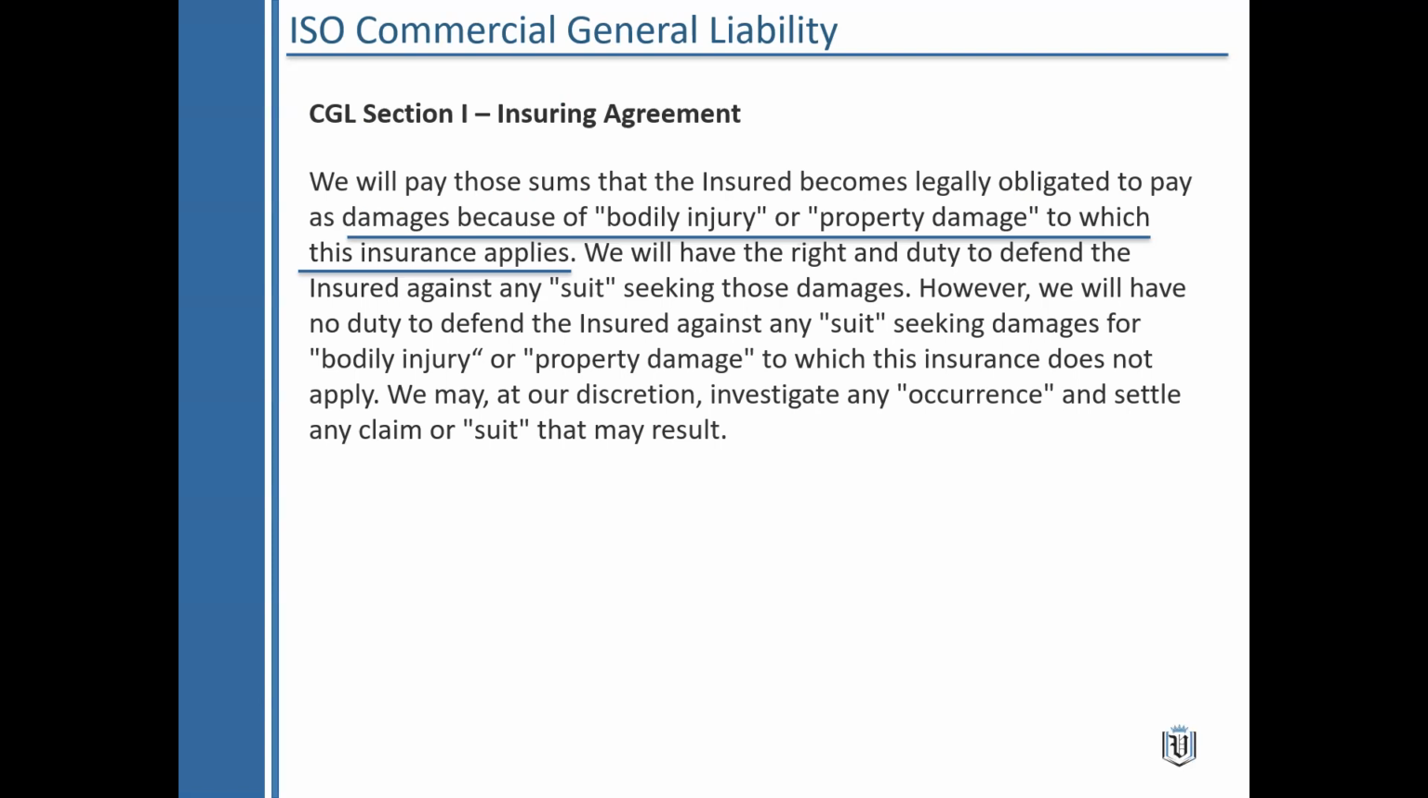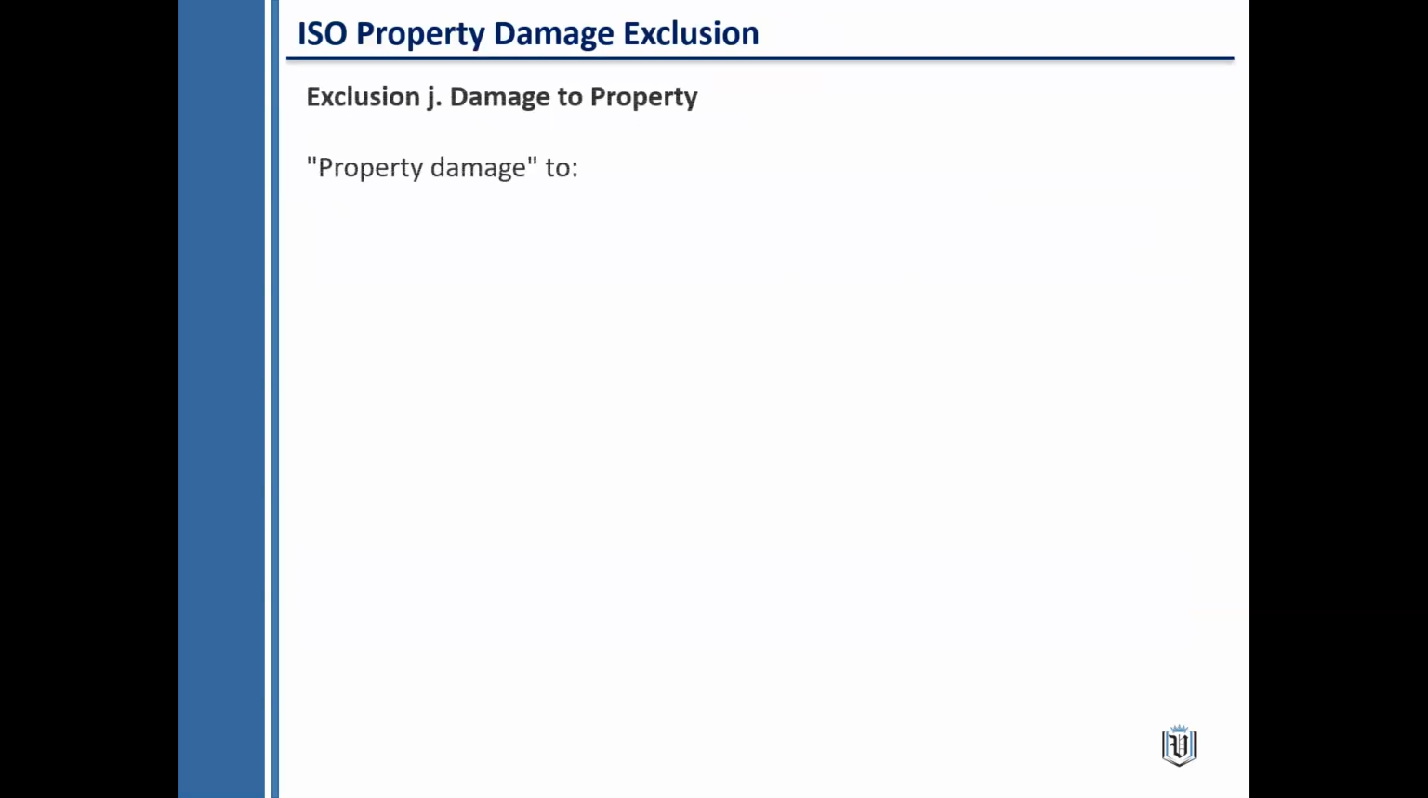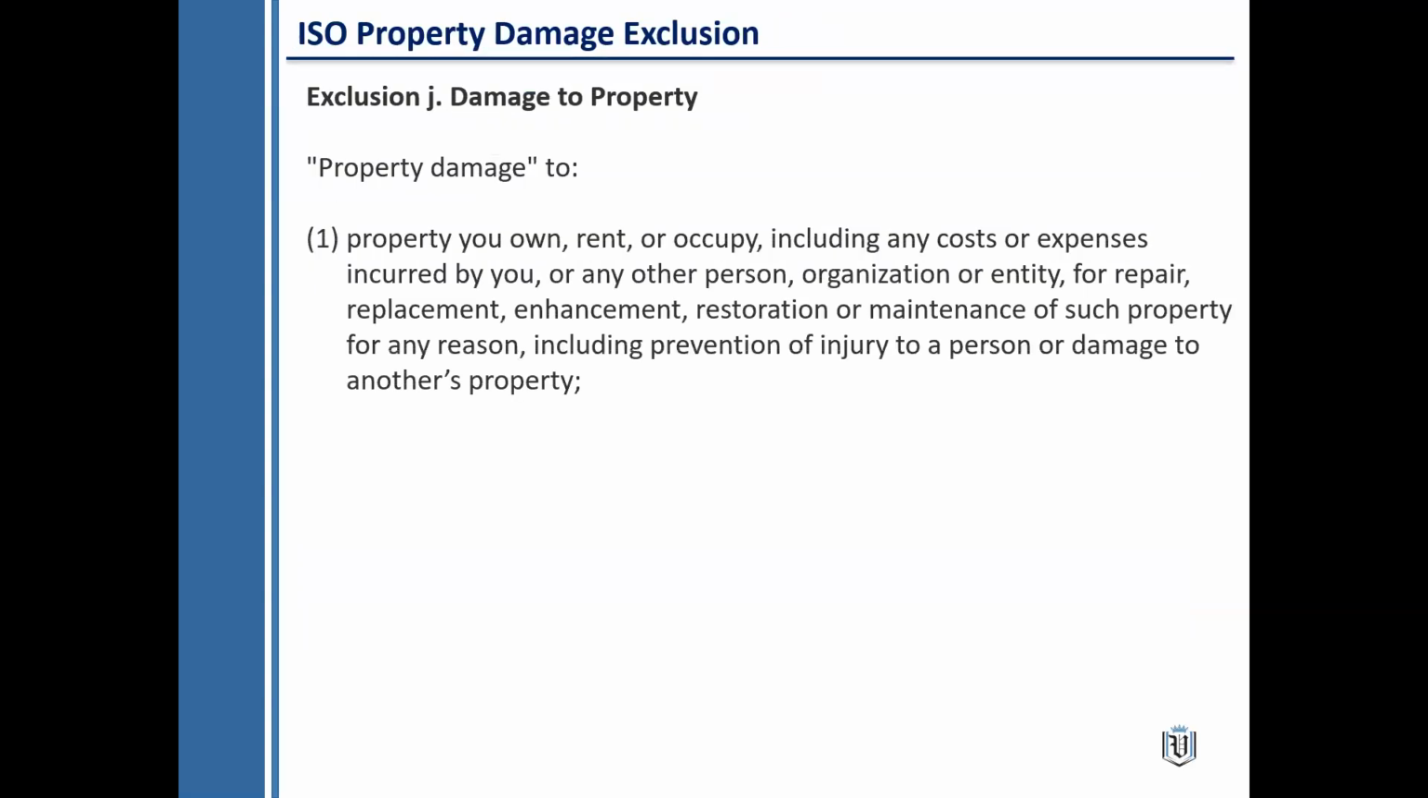But now we're going to get into exclusions of the property damages that they will not cover. First, the general liability is saying we're not going to cover any property damage to property you own, rent, or occupy, including the costs and expenses incurred by you or other people to replace or enhance it. Why? Because there's commercial property insurance to cover that. And if commercial property insurance is going to cover it, the general liability is going to exclude it.